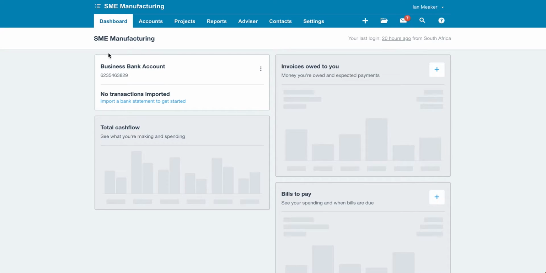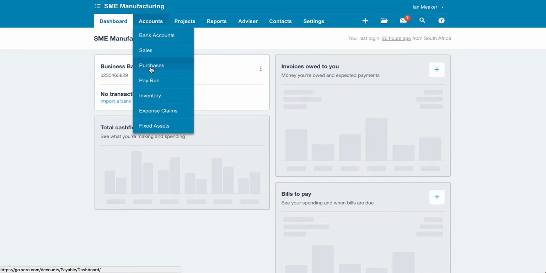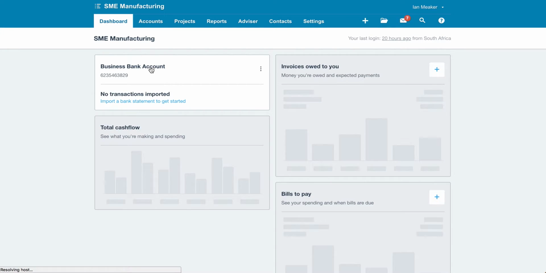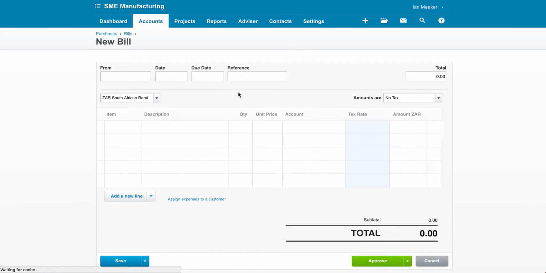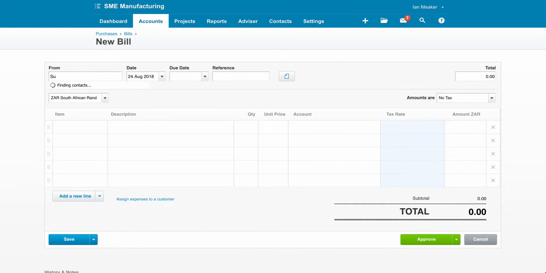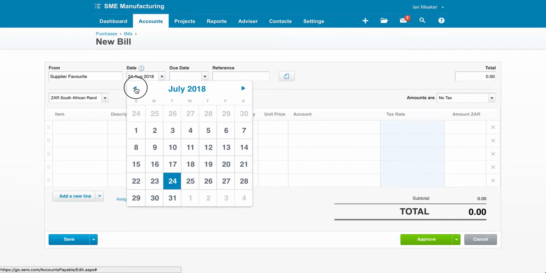So here we are with a brand new company, and we're going to show you how to do the first method, which is the stock take adjustment method. So let's assume that we go down and we buy some materials, and we're going to raise a new purchase, and that's going to be from our favorite supplier.